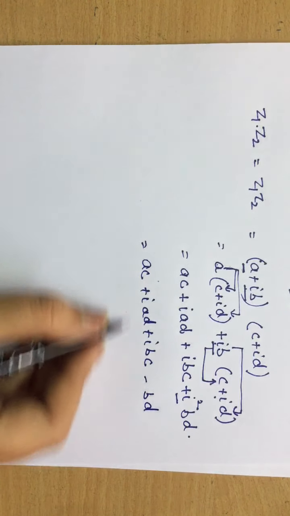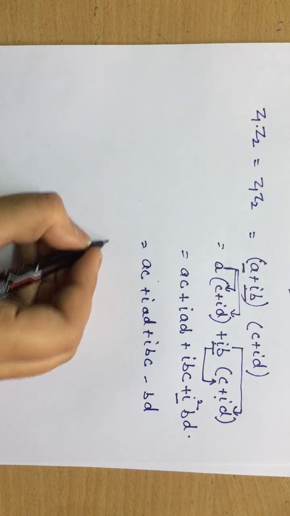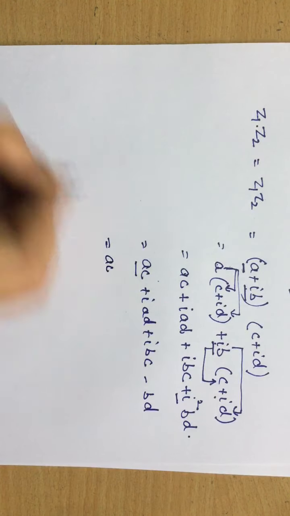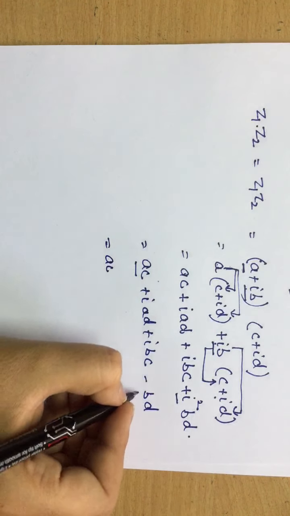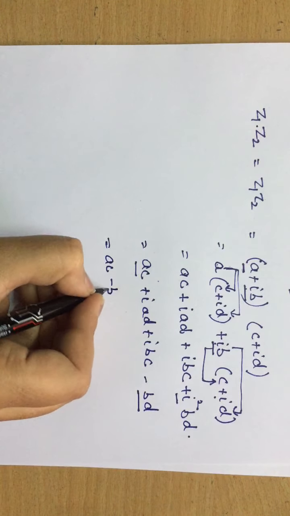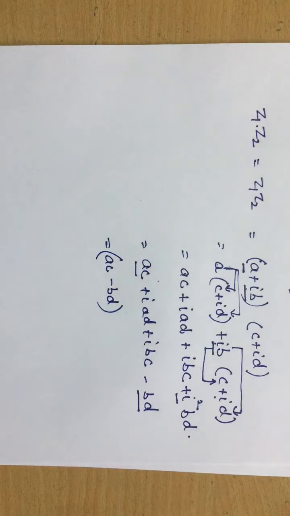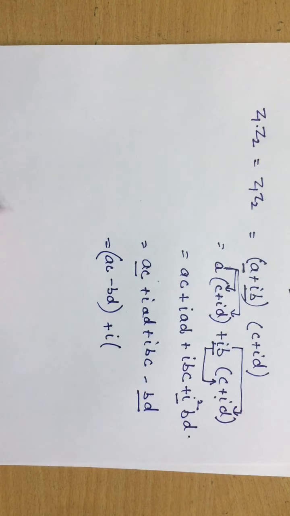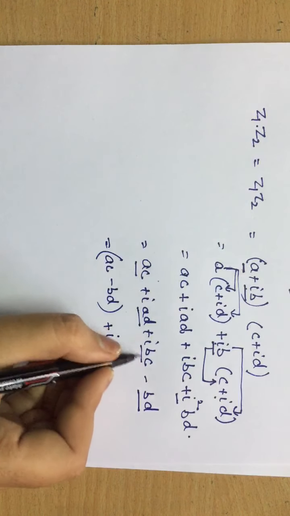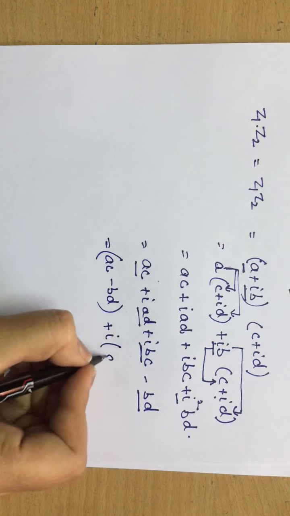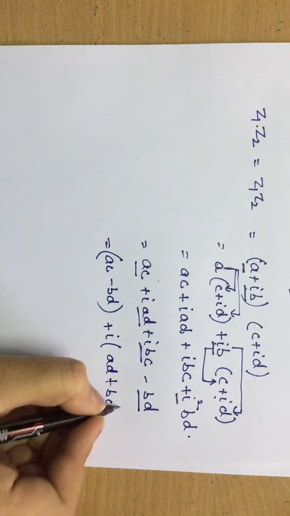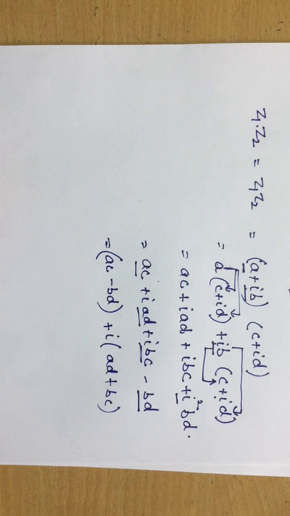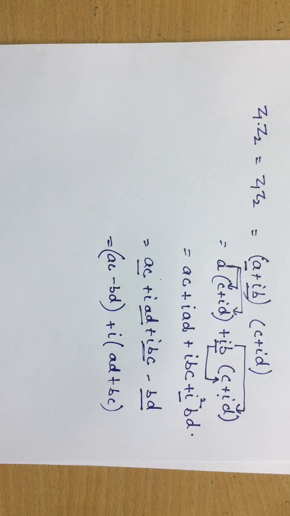Then I will separate the real and imaginary parts. The real part is ac because it doesn't have the iota sign. The second is minus bd, so the real part is ac minus bd. Then for the imaginary part, take iota common. The imaginary part is this and this, so taking iota common, the imaginary part is ad plus bc. So in this way I can multiply two complex numbers.